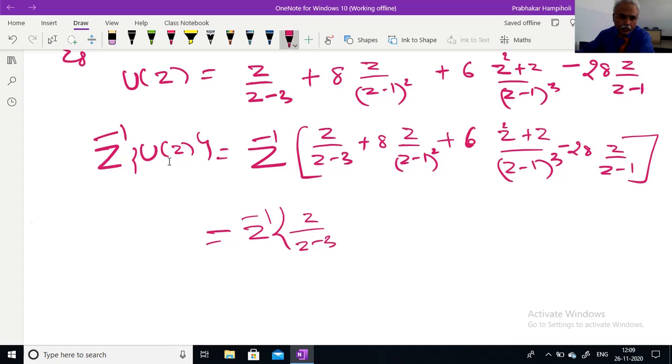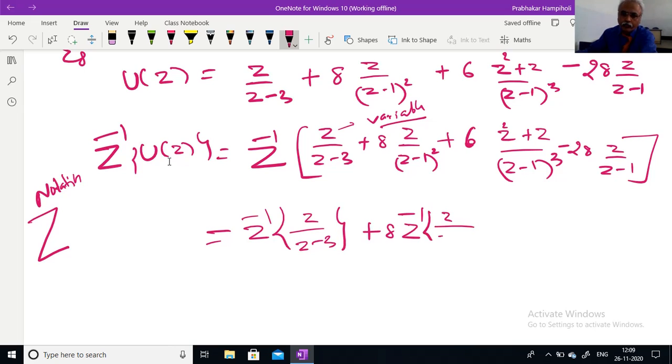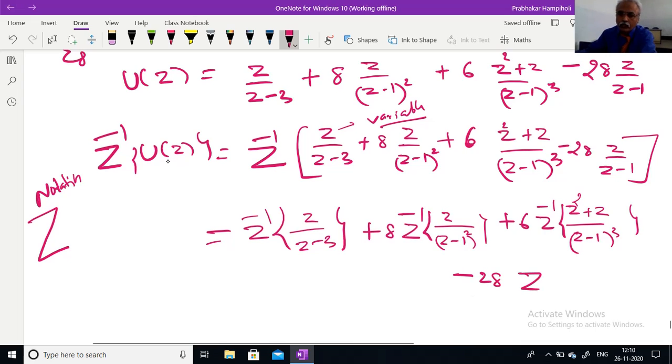This is a notation Z, I am writing a little bigger Z like this. These are all variables z, just like x, y, z. This is a variable. So n is a discrete variable, and here z becomes a variable. Similarly, we are taking the inverse transformation of the first one, plus 8 times the inverse transformation of the second one, plus 6 times the inverse transformation of the third one, minus 28 times the inverse Z transformation of z by z minus 1.